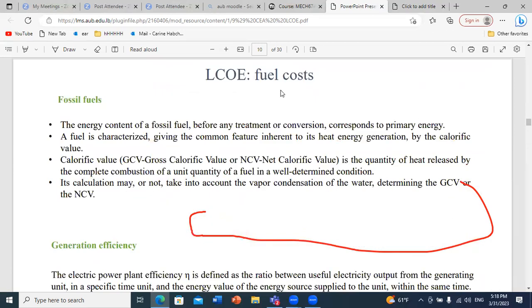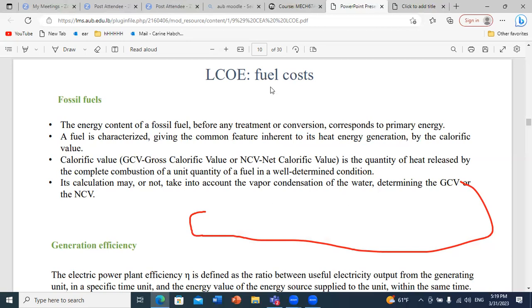Now, fossil fuels: we know that fossil fuels are one of the widely used strategies for production of electricity. The energy content of a fossil fuel before any treatment or conversion corresponds to primary energy. A fuel is characterized by the common feature inherent to its heat energy generation, the calorific value. Calorific value, which is the gross calorific value or net calorific value, is the quantity of heat released by the complete combustion of a unit quantity of a fuel in a well-determined condition. Its calculation may or may not take into account the vapor condensation of the water.